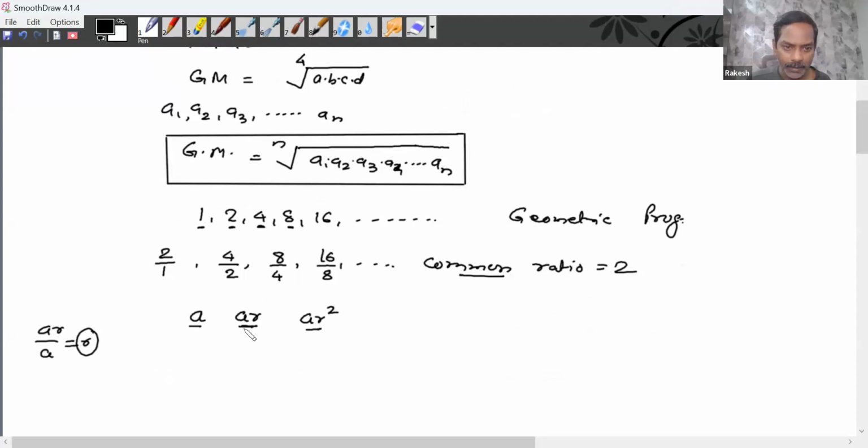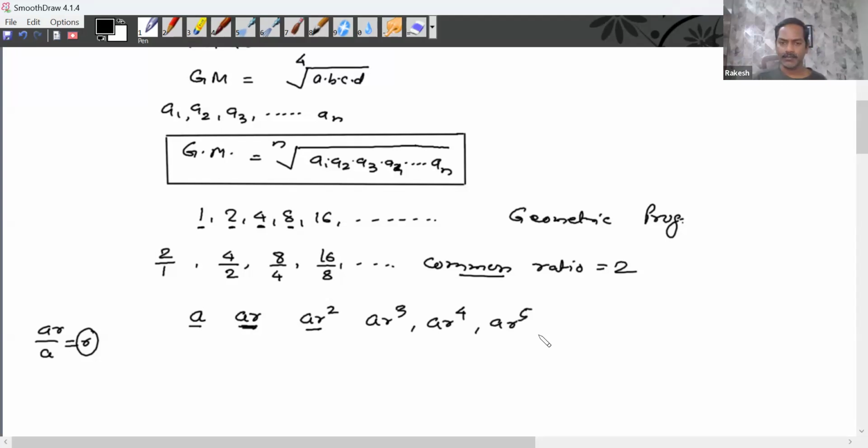So this term divided by this should also give me R. So what I should be doing is taking it as AR squared. When divided by AR, again, I'll be getting R. So what is happening is that we are effectively multiplying R to every next term which is appearing. So the next term here would be this. The next term here would be this.